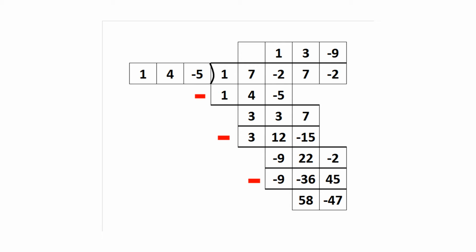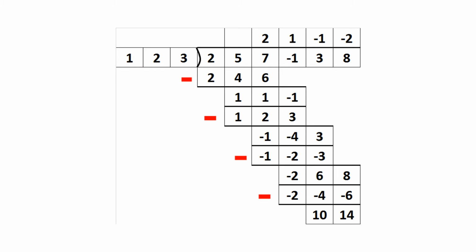Our remainder is 58, negative 47. It's actually 58x minus 47. And the quotient is x squared plus 3x minus 9. If you were to multiply 1, 4, negative 5 times the 1, 3, negative 9, and add to it the remainder, 58, negative 47, you will get the dividend.